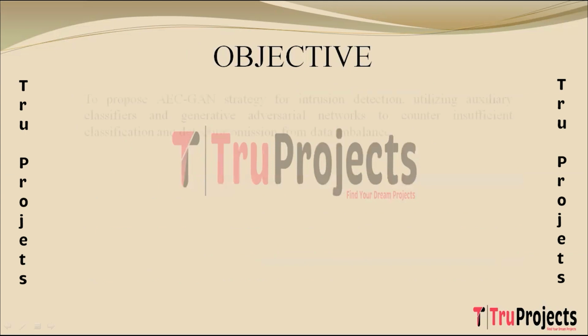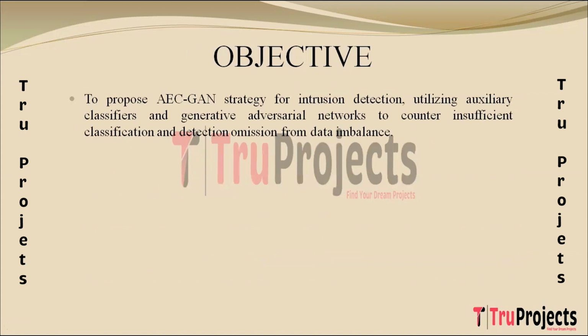Objective of the project. We aim to employ ACGAN. ACGAN uses auxiliary classifiers and GANs to improve intrusion detection by addressing data imbalance. In intrusion detection, the presence of imbalanced datasets can lead to insufficient classification and detection omission, especially for minority classes representing rare intrusion patterns. The ACGAN strategy employs generative adversarial networks to generate synthetic samples for underrepresented classes. This counteracts the imbalance, providing the model with more examples of minority class instances.